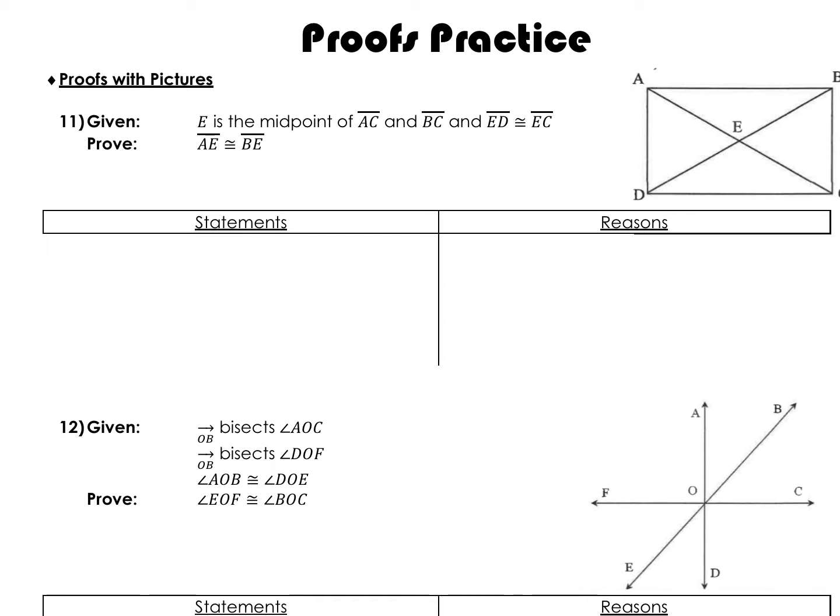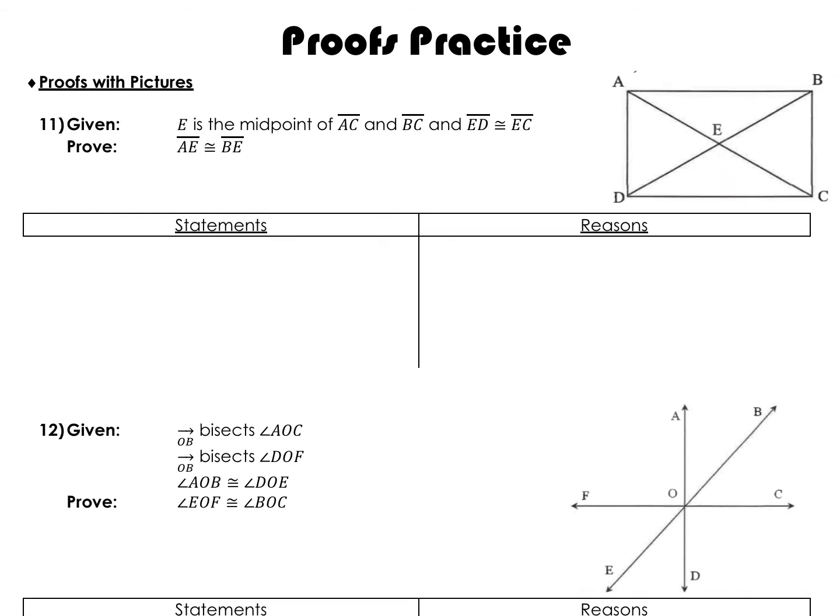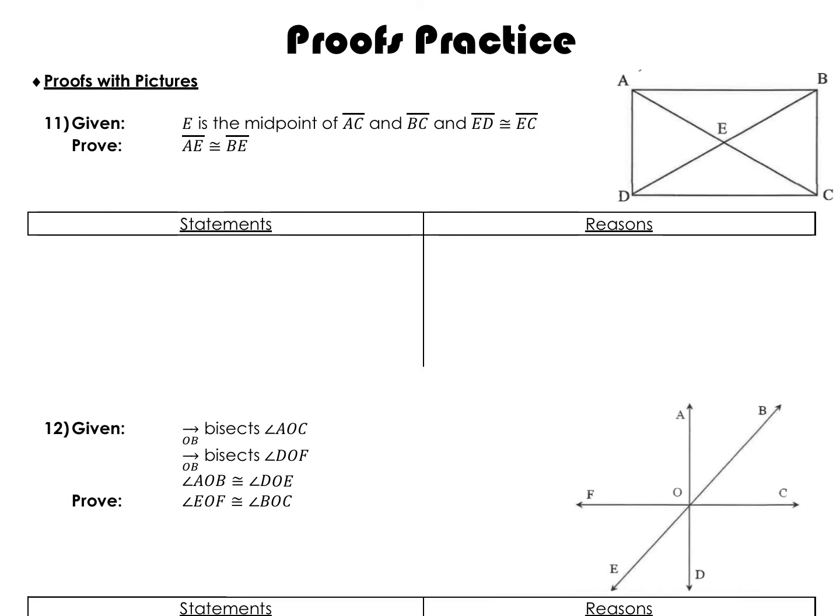All right, so let's start with some pre-proof practice. I'm going to look at proofs that have pictures today. One of the things I like to do is some pre-proof planning. So look at what you've been given. E is the midpoint of AC. Well, here's AC from here to here. I'm going to move this over a smidge. There we go. So E right here is the midpoint of AC.